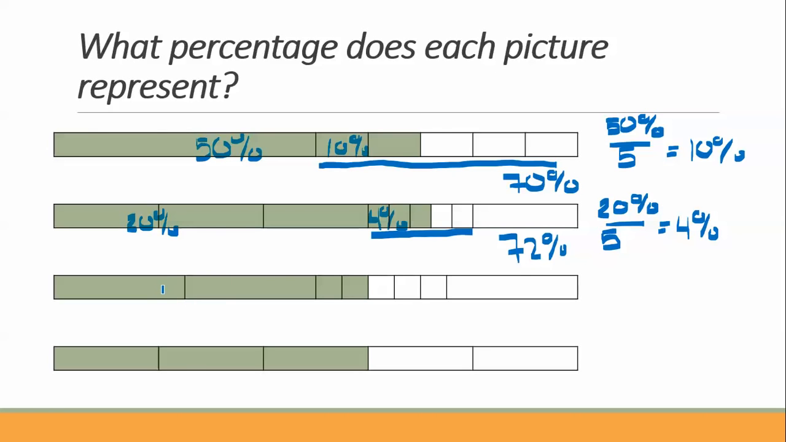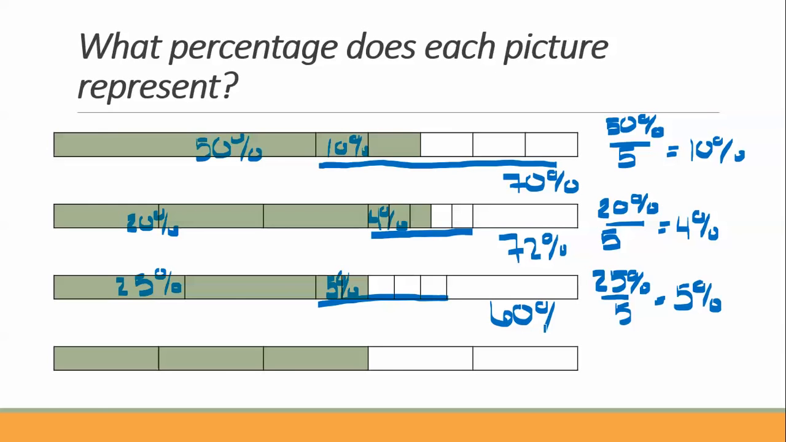This one, we have 1, 2, 3, 4 divisions, so that means that each of the bigger divisions is 25%, and then this is also 25%, but we divide it into 5. So 25% divided into 5 is equal to 5%. So then we have 5% here, and we can count 25, 50, 55, 60. So this shaded block is 60%.